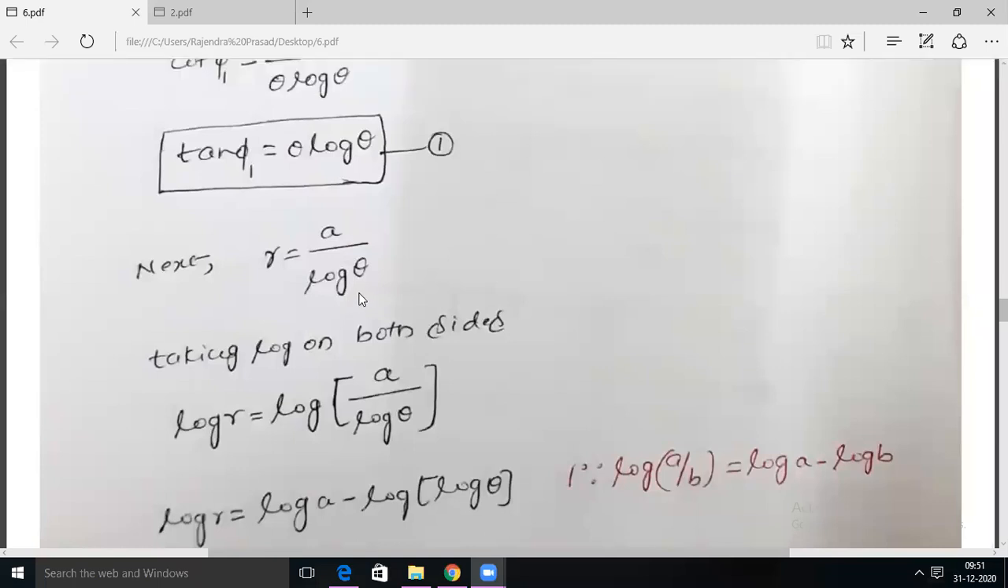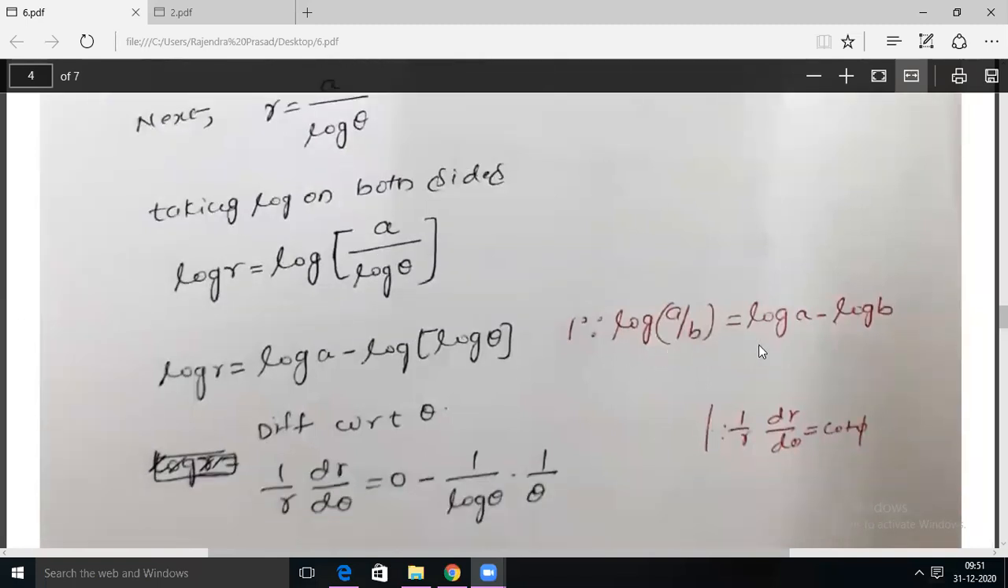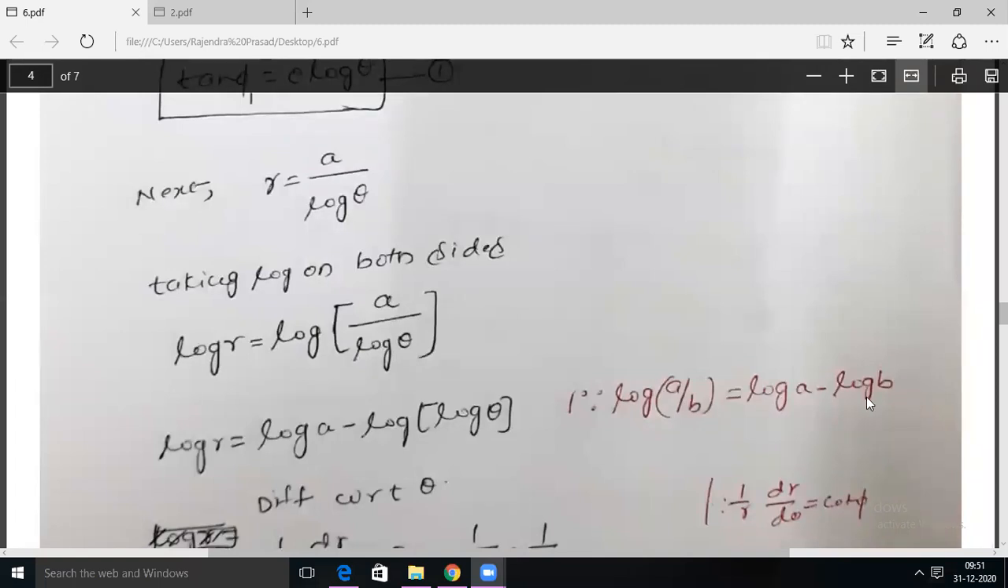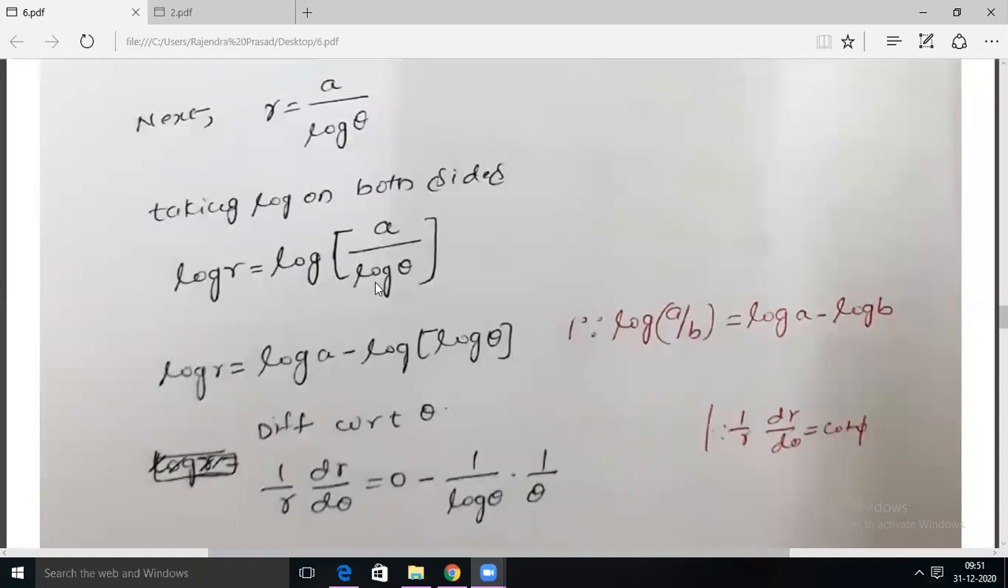Same procedure we have to follow, taking log on both sides. Log r is equal to log of a by b, which is log a minus log b. Log a upon, in place of b we have here log theta, log of log theta.